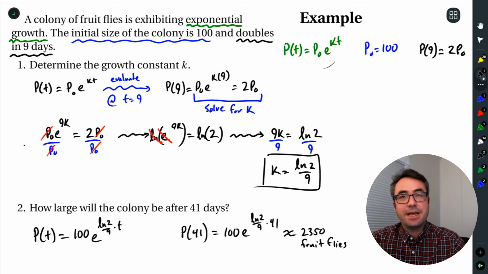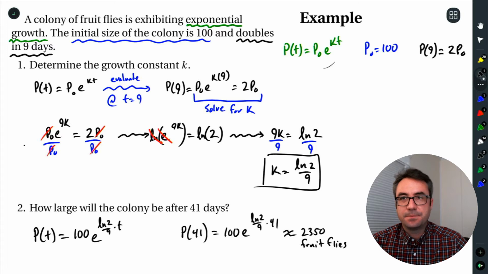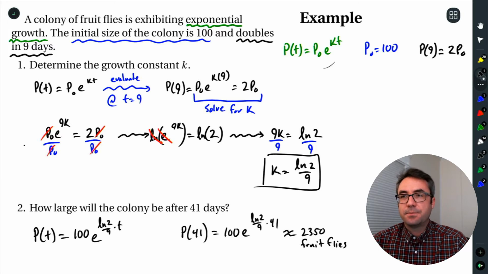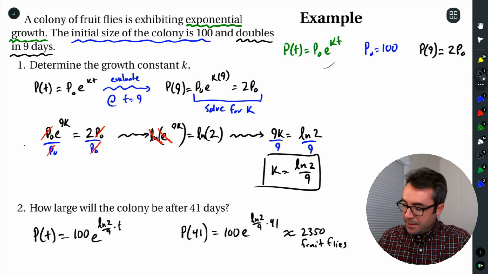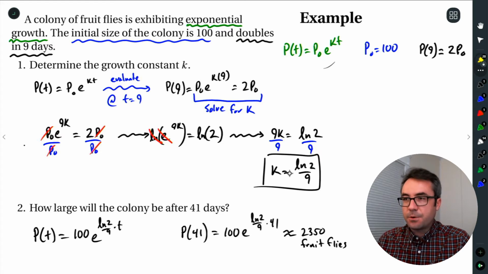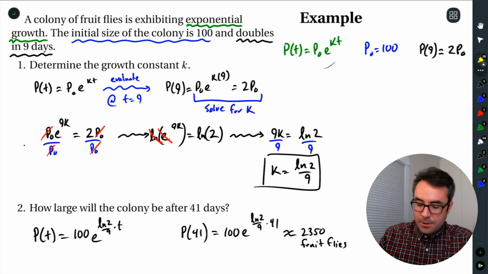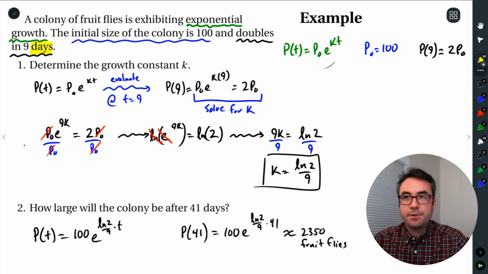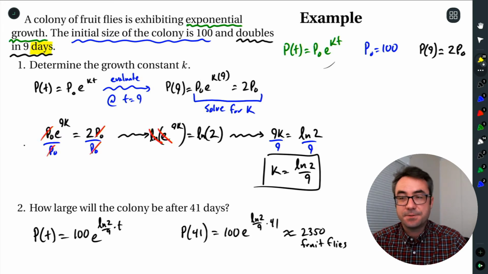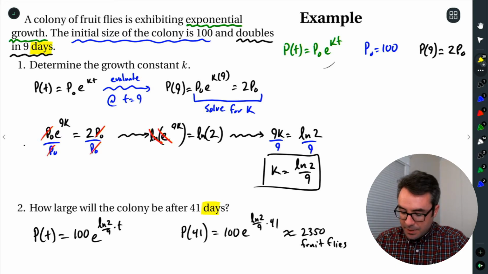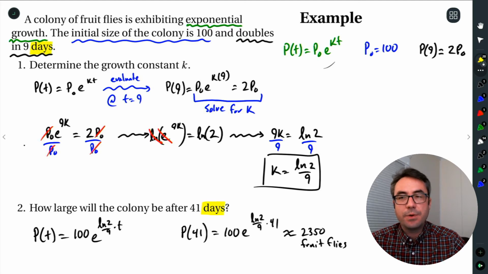So to get the colony after 41 days, we're just plugging 41 into this function. And the only thing we want to be careful of is when we first found this growth constant k, we were using our time variable. Our time was in terms of days. And we just want to make sure that when we plug a value in for little t, it's also in terms of days.